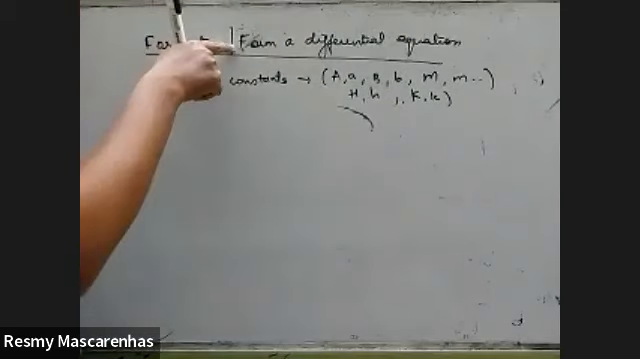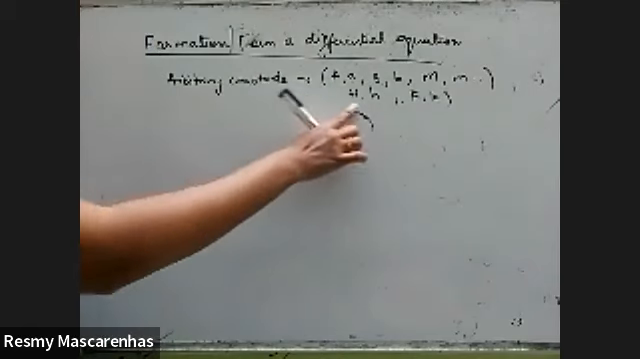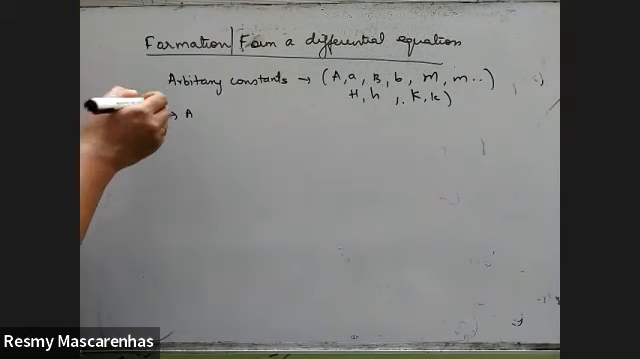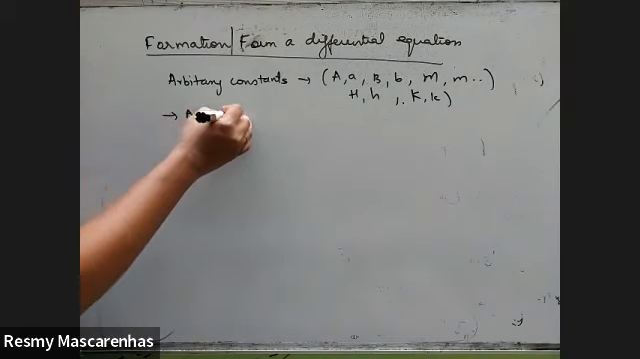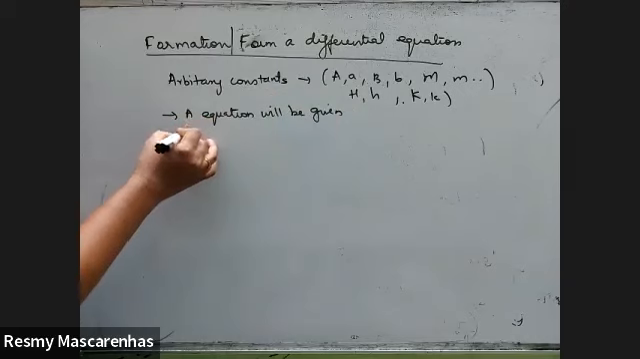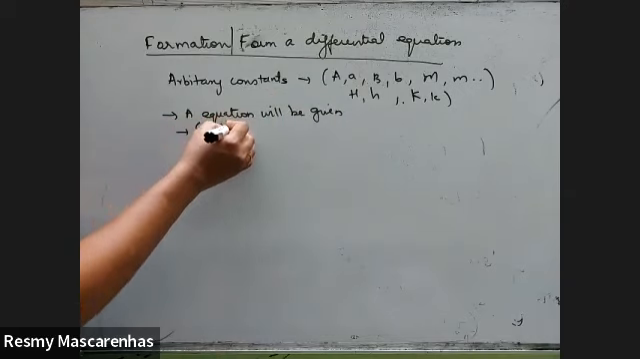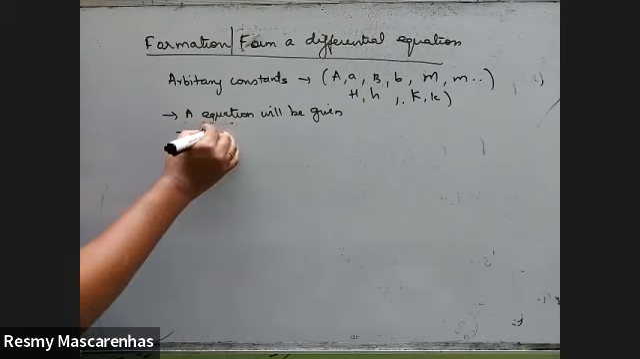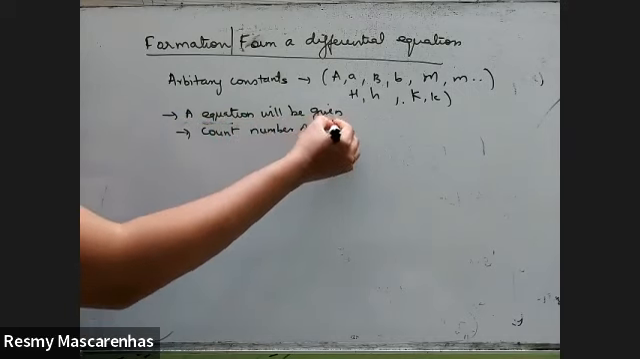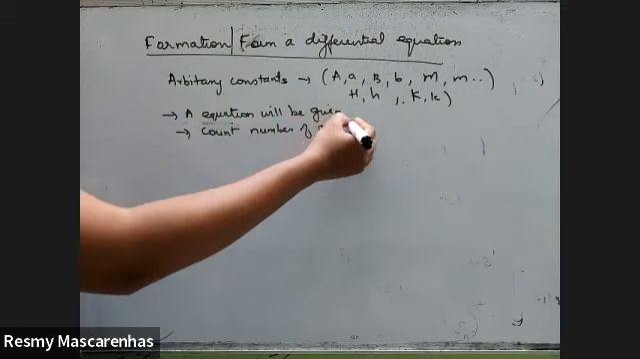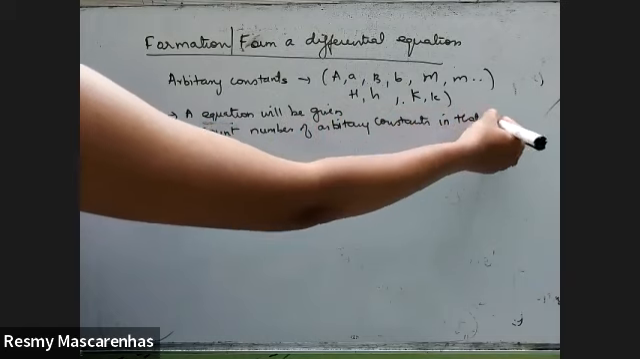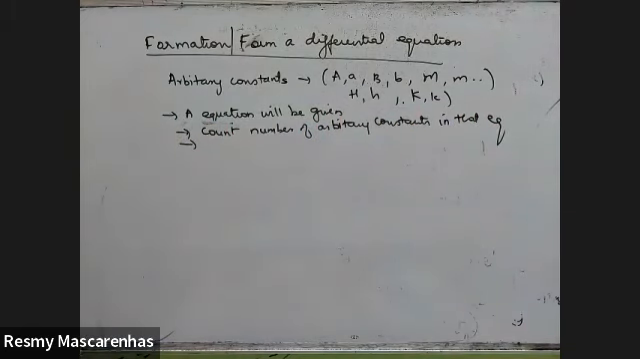So how to form a differential equation? So we have to see. An equation will be given. Count the number of arbitrary constants. How many arbitrary constants are there in that equation? Count the number of arbitrary constants in that equation.